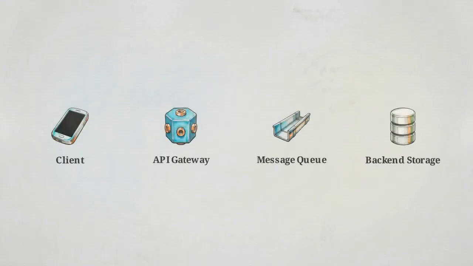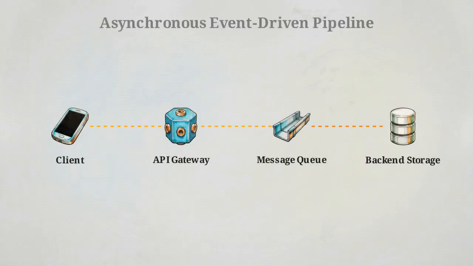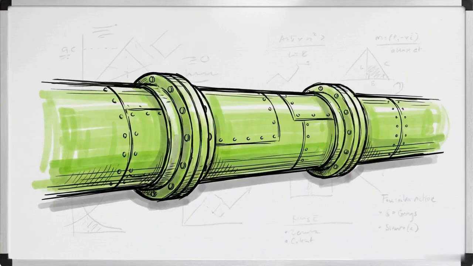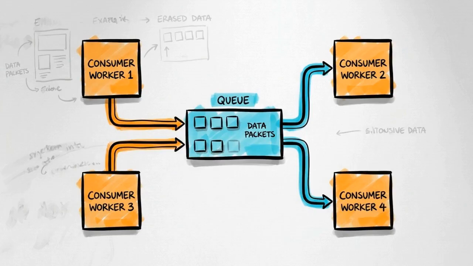The architecture completely decouples the swipe action using an asynchronous, event-driven design. The API gateway drops the swipe event into a high-throughput message queue like Kafka and instantly returns a 202 accepted status to your phone. You keep swiping with 0 lag. Behind the scenes, the event is processed safely. A fleet of parallel consumer workers pull these swipe events from the queue at a sustainable pace.